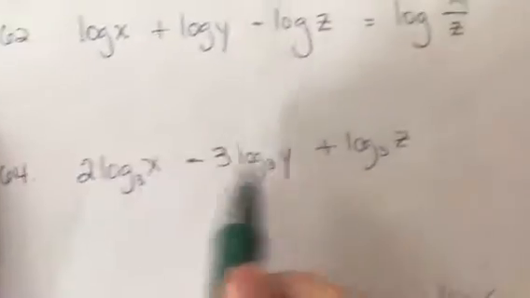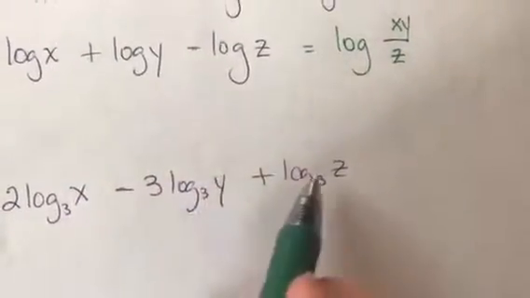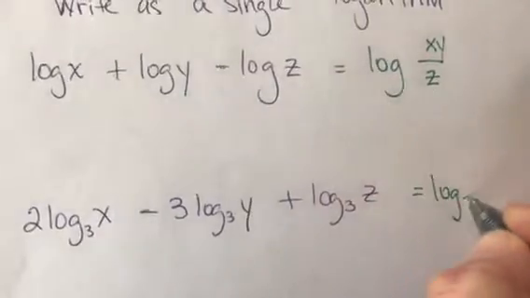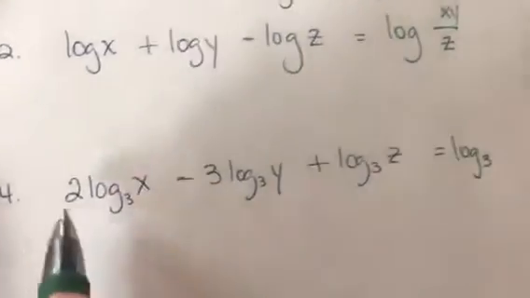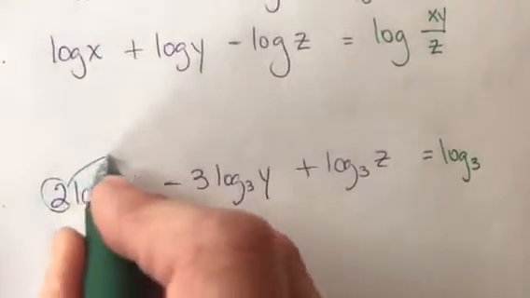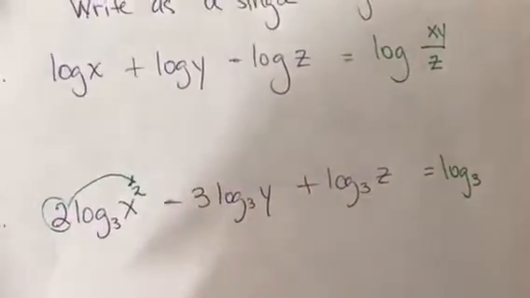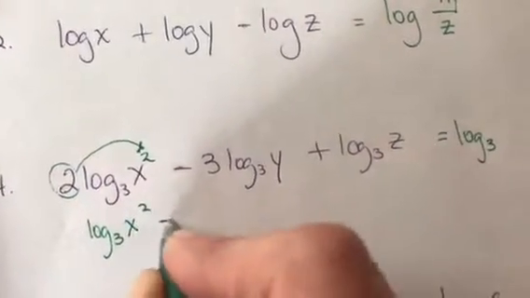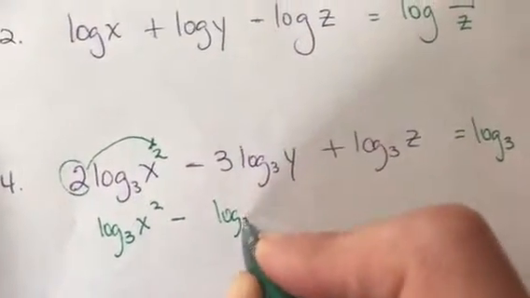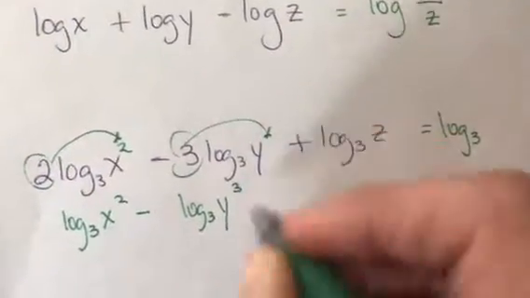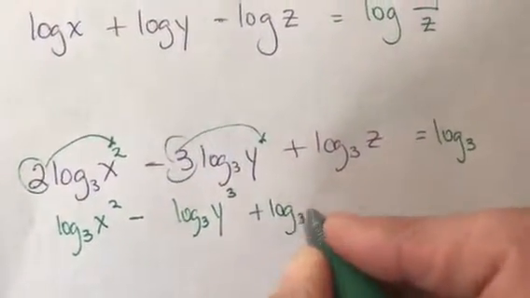So let's try this one. Notice they all have the same base, so I'm going to write log base 3 one time. Now, if there's a number out front, remember that came from an exponent. So this is really log base 3 of x squared. This is log base 3 of y cubed, because this 3 would swing up there. There's nothing there, so I won't worry about it.